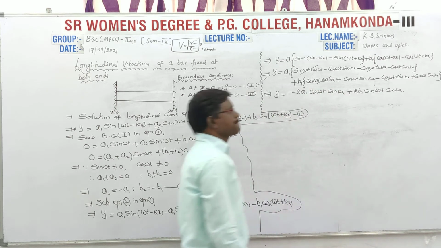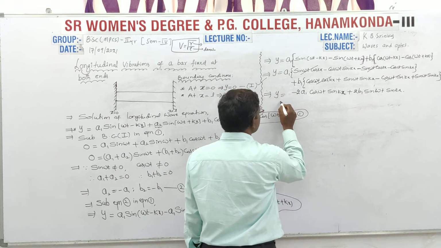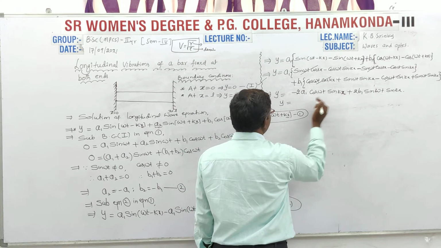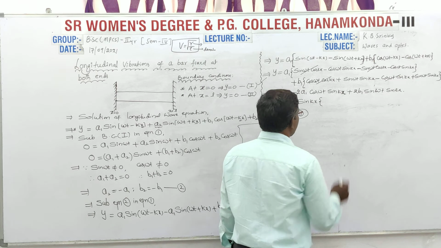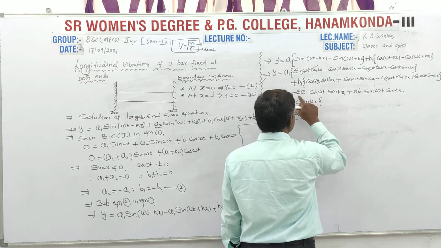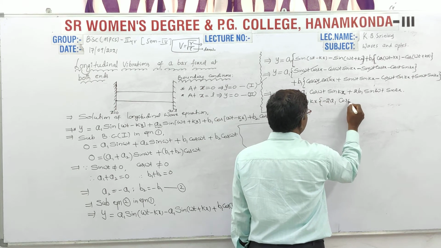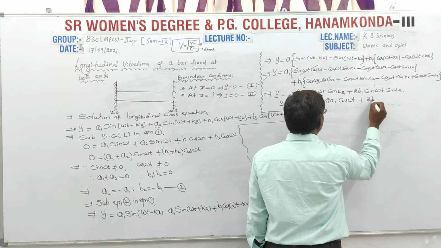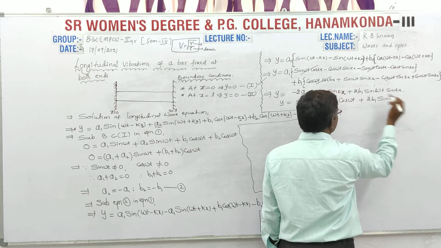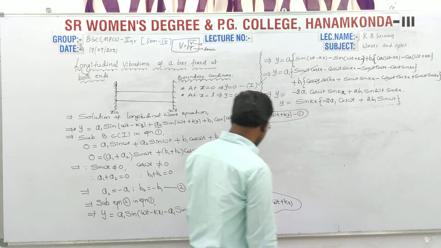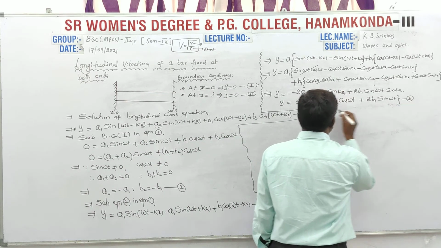Is that clear? Right. See the derivation carefully. So which term can I take as common here? Sin kx. Simply I am taking sin kx as common here. So sin kx of, I have taken sin kx as common from these two terms. So what are the terms remaining in the bracket? Minus 2a1 cos omega t plus 2b1 sin omega t. Already I have taken sin kx as common here. Let this be equation number 3.